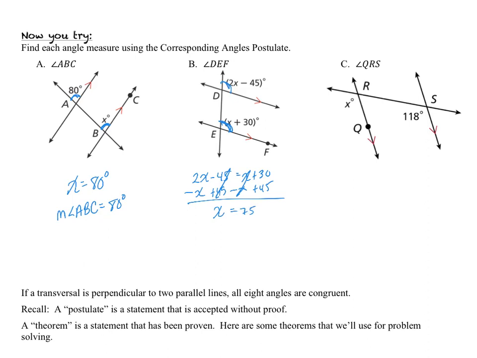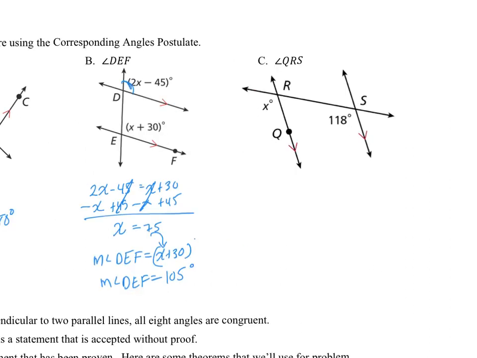And I can plug that back in to find the measure of angle DEF. So since the measure of angle DEF is equal to x plus 30 degrees, then we can go ahead and plug in x, which was 75. 75 plus 30 is 105 degrees.